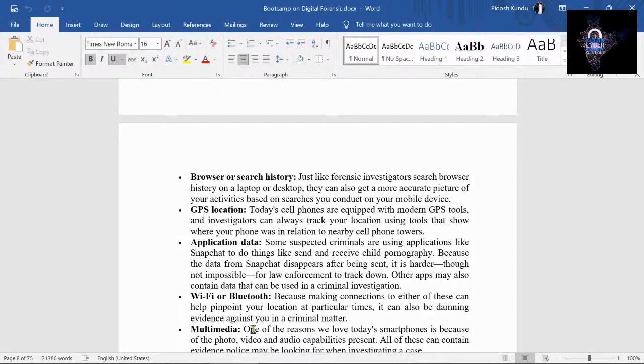Now the Wi-Fi or Bluetooth part. Because of the connections made to either of these, they can pinpoint your location at particular times, and it can also be damning evidence used against you in a criminal matter.